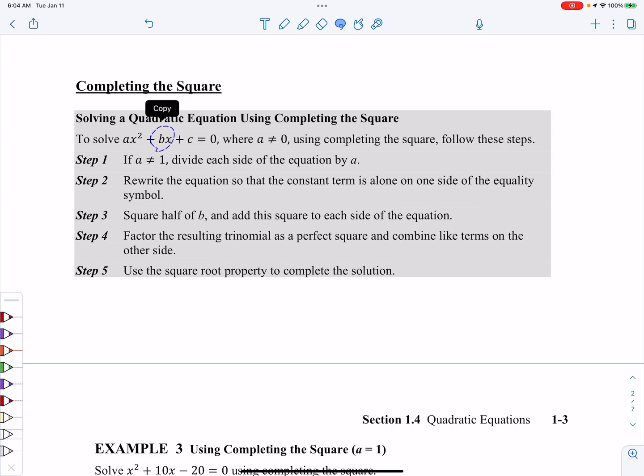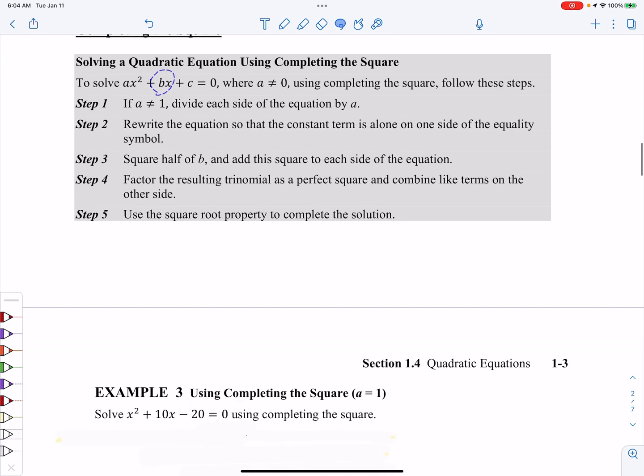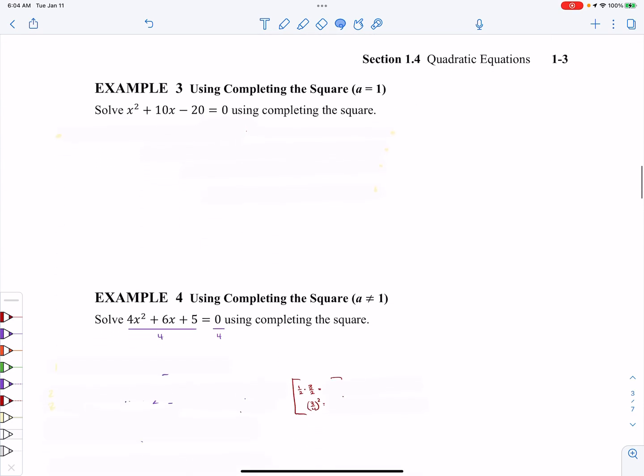Step number 4, we're going to factor. And then on the other side we're going to combine like terms. And then number 5, we're going to use the square root property to complete the solution. Remember, the last video dealt with the square root property. All right, so have these steps in front of you as we work through the next example.